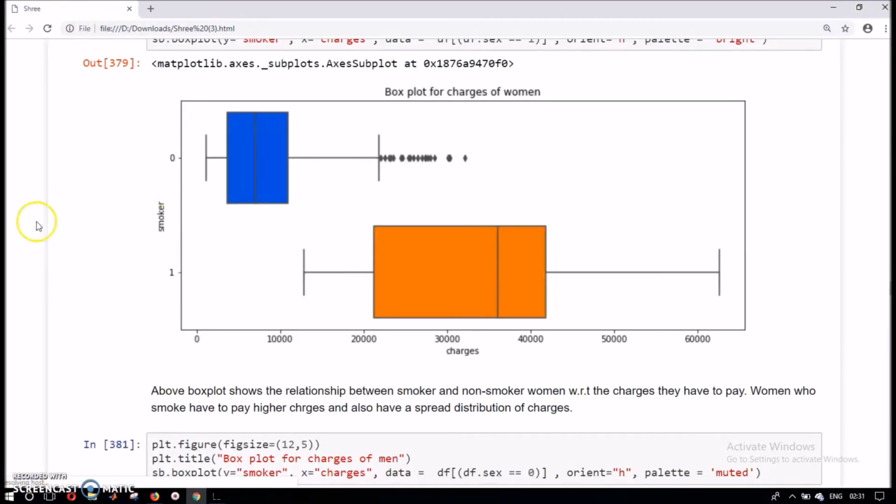Now this is a box plot for charges of women who smoke and who don't smoke, and the range of charges they have to pay. We can observe that higher charges are paid by women who smoke as compared to those who don't smoke, and they are spread over a wider range too.